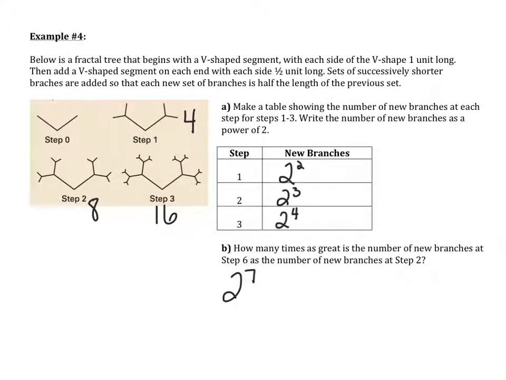So what we're going to do is take 2 to the 7th, divided by whatever it was at step 2. Well, at step 2, it was 2 to the third. So again, it ends up just being 2 to the 7th divided by 2 to the third. So remember, when you divide, you subtract the powers. So 2 to the 7th divided by 2 to the third is 2 to the 4th. So that means 2 to the 4th is 16. So it is 16 times greater at step 6 as it is step 2.